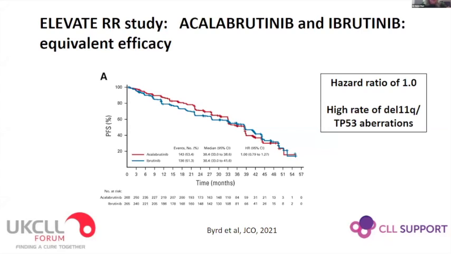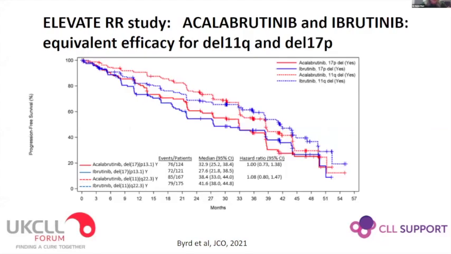Just to note that in this patient population, there was quite a high rate of high-risk genomic changes, particularly deletion 11q and p53 aberrations. And when the patients were separated out according to their del11q or del17p status, again, acalabrutinib and ibrutinib were of equivalent efficacy. So we're comparing the two dotted lines at the top first, red for acalabrutinib and blue for ibrutinib, looking at the del11q status, and you can see that the curves overlap. And then the solid red and blue lines, red for acalabrutinib, blue for ibrutinib, looking at the del17p status, and again, the curves overlap. So equivalent efficacy when we divided the patients out according to these high-risk features.